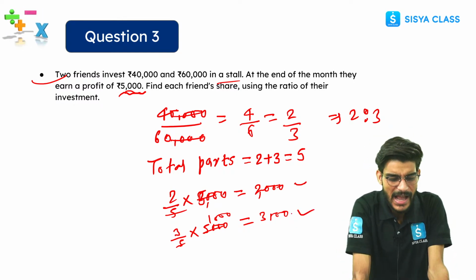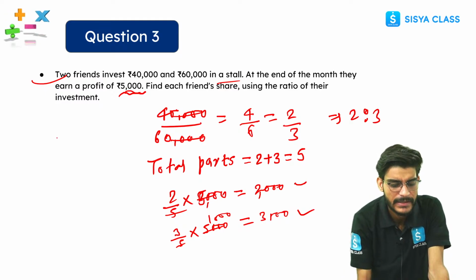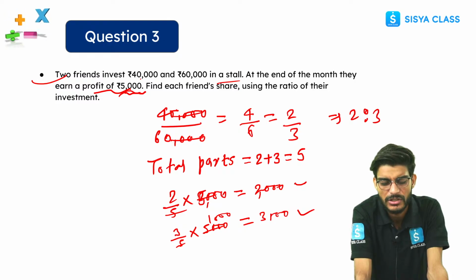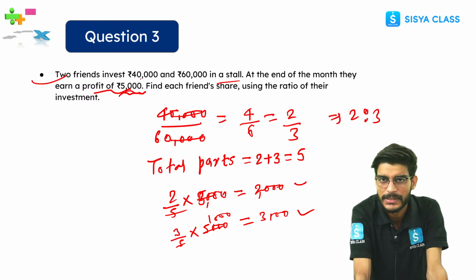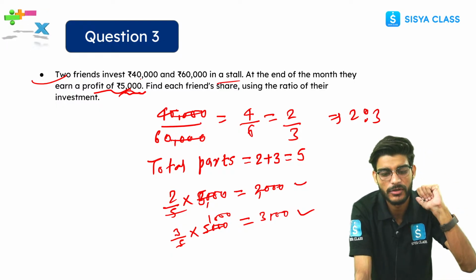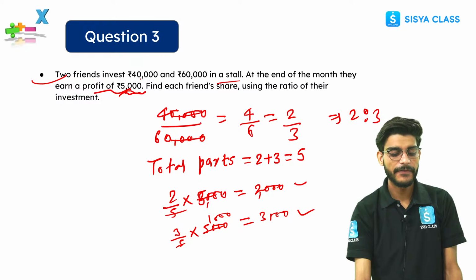It is a simple question, an application of the profit questions we have done in the examples. Simply convert the ratio into simple form, then find the total parts, then you can find the profit shared by each of the friends.